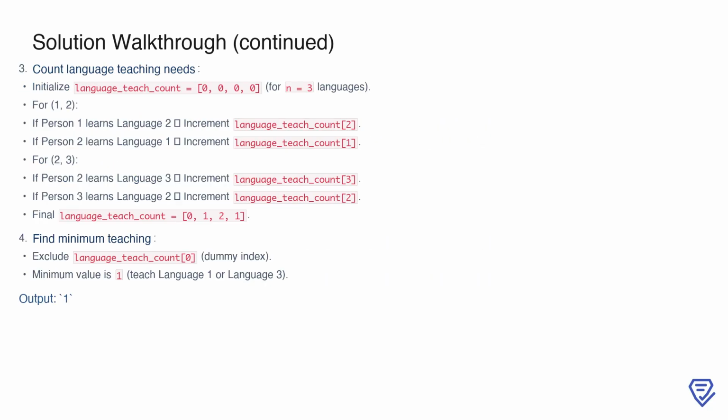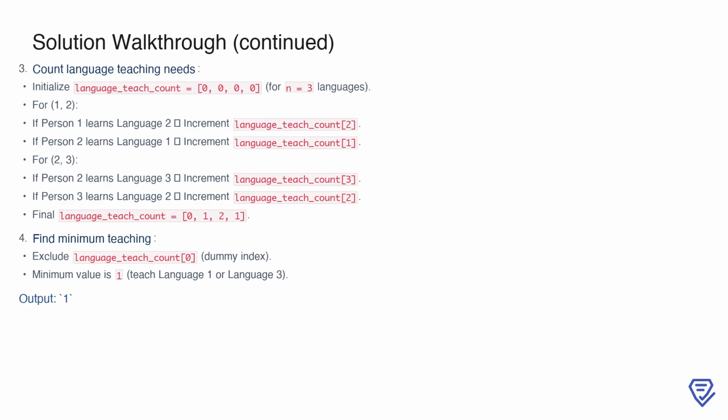Next, we calculate how many people would need to learn each language to make communication possible. We initialize a count array with zeros, one for each language plus a dummy index at the start. For the pair 1, 2, if person 1 learns language 2, we increment the count for language 2. Alternatively, if person 2 learns language 1, we increment the count for language 1. For the pair 2, 3, if person 2 learns language 3, we increment the count for language 3. If person 3 learns language 2, we increment the count for language 2.